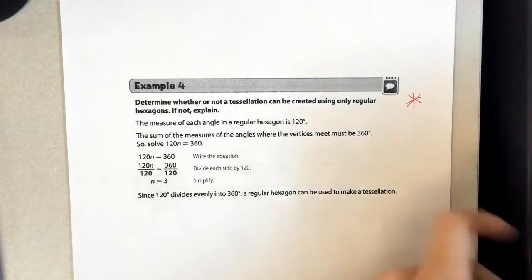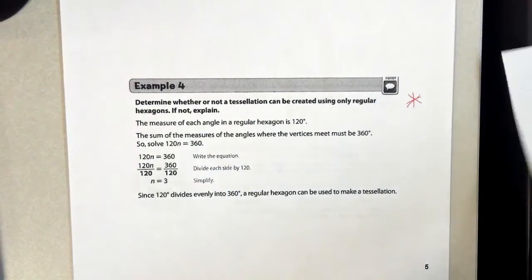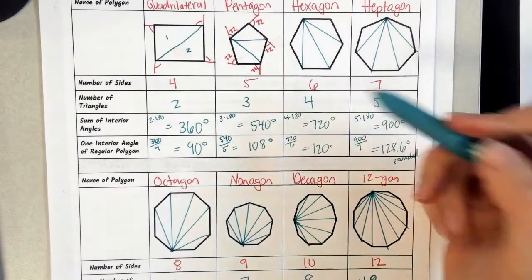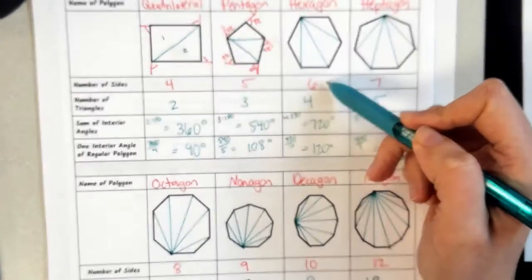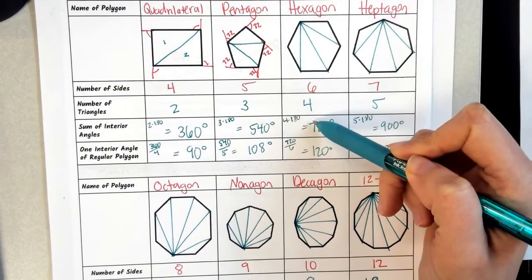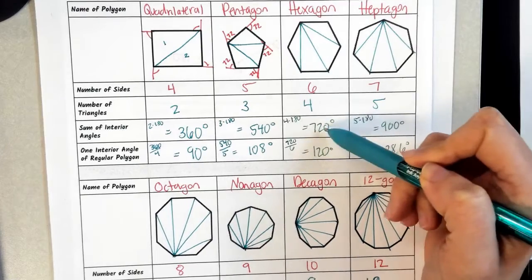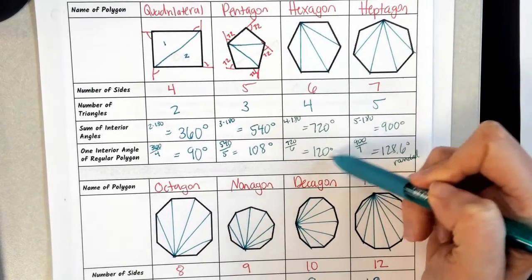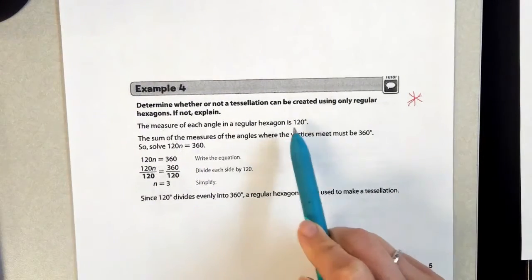And when we look back at our paper here from before, we knew each one was 120 degrees because we took our sides, 6 minus 2, that's our number of triangles, times 180, that's 720. And if I break that up into each of the 6, each interior angle is 120. Okay, so that's where we're getting that.